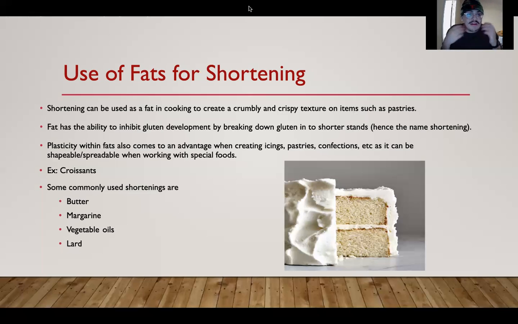Whenever you bake croissants, they don't really rise, but they get really, really tender and flaky. And that is just all that fat. It's basically inhibiting the gluten development in there. That is what gives you that good texture that you want in a croissant. Some commonly used shortenings are butter, margarine, vegetable oils, and lard.